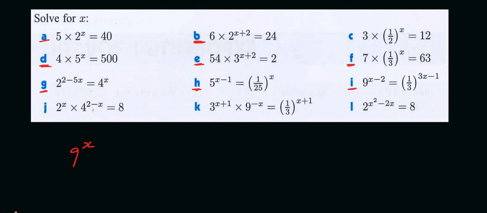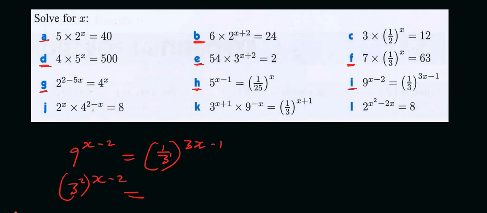We have 9 exponent x minus 2 is equal 1/3 exponent 3x minus 1. So we have a fraction inside the parentheses, so we are going to change that to a whole number by having a negative exponent of 3. So now over here we have 9. We can simply change this to 3 exponent 2, and this will become x minus 2 equal.